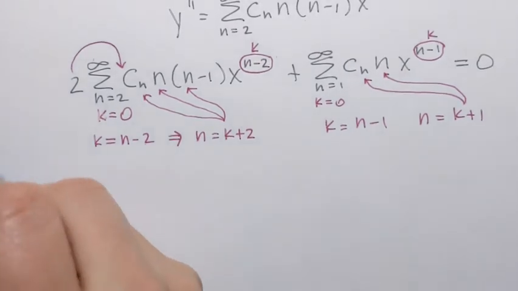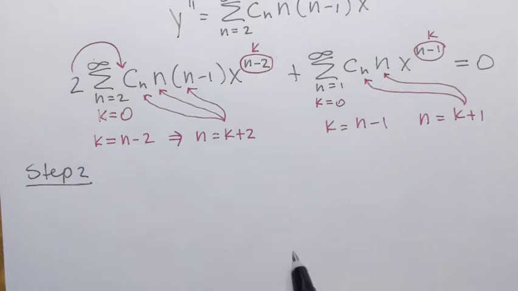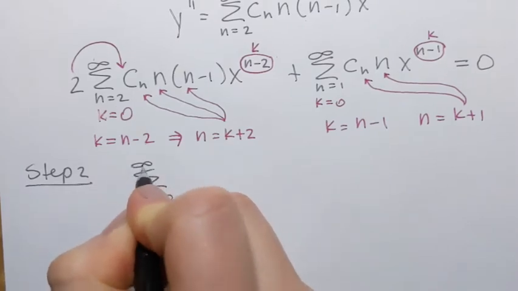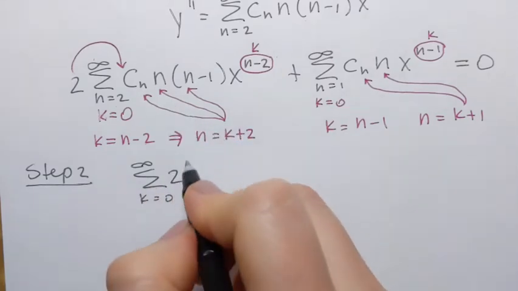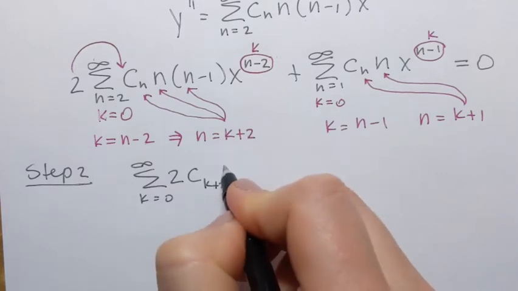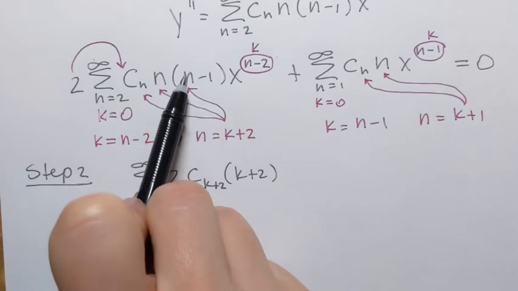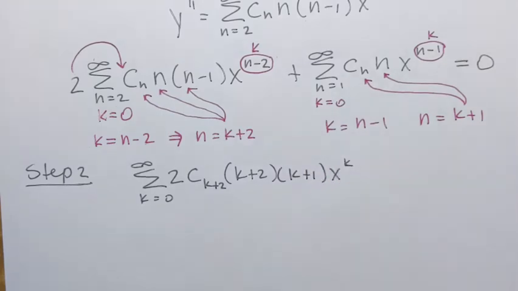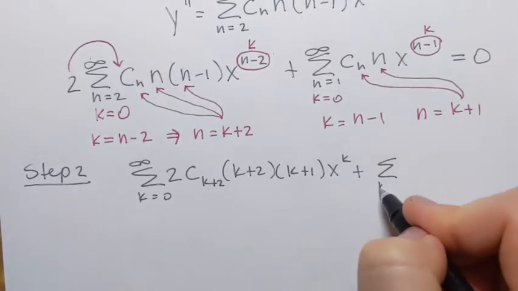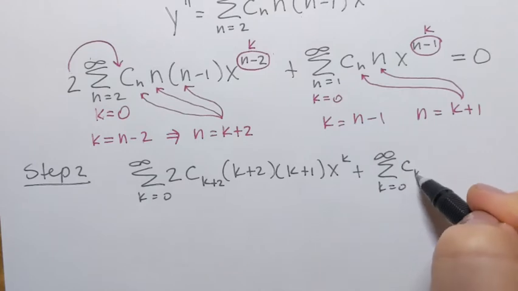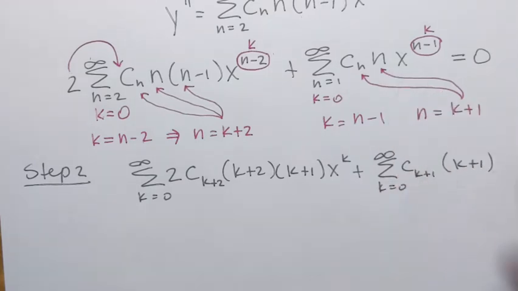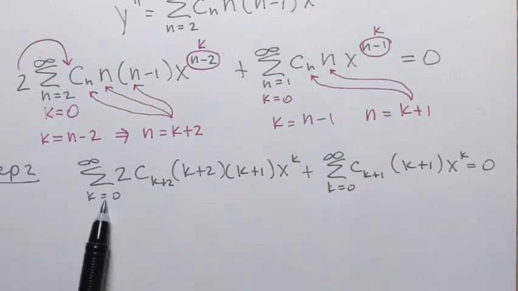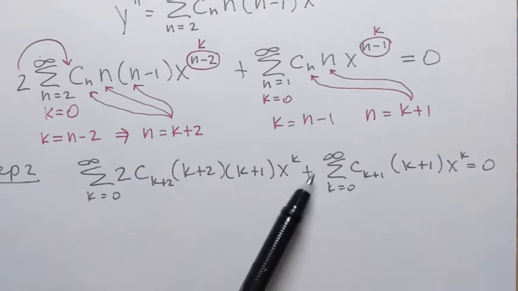So let's write this all down. That's going to be step 2. Reset indices and collect like terms. So summation, k goes from 0 to infinity. Remember, 2 we placed inside the summation. So it's 2c sub k plus 2 times k plus 2 times, now here I put k plus 2, but then I subtract 1, so that becomes k plus 1. And then x to the power k, of course. And then the next series is k goes from 0 to infinity, c sub k plus 1 times k plus 1 times x to the power k equals 0. Okay, now I have the same indices, I have the same starting powers, I don't have any coefficients in front.